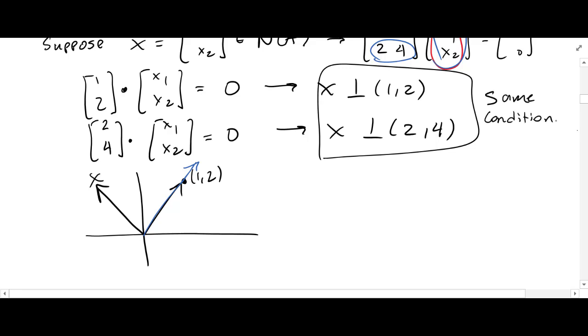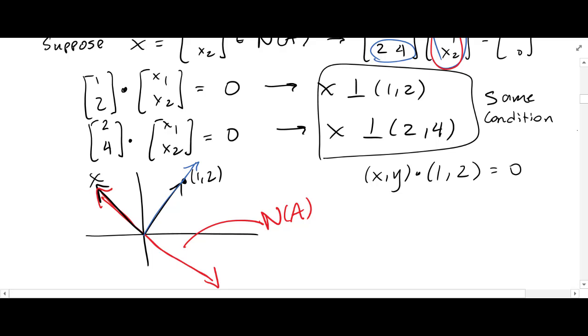So if x is in the null space, then it just needs to be perpendicular to (1, 2). So the null space of A is just this whole line perpendicular to (1, 2). This is the null space of A, any vector on that line. Specifically, it's the line where (x, y) dotted with (1, 2) equals 0, which says that x plus 2y is 0. So it's the line y equals negative 1/2 x. That's the null space of A.